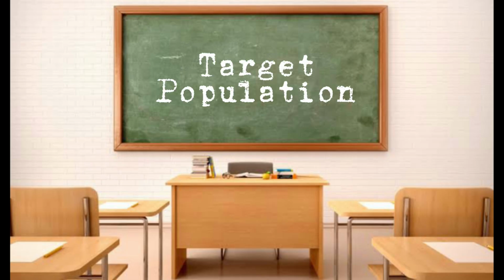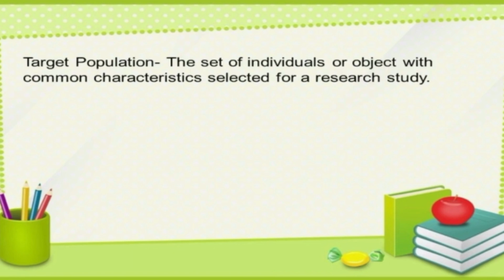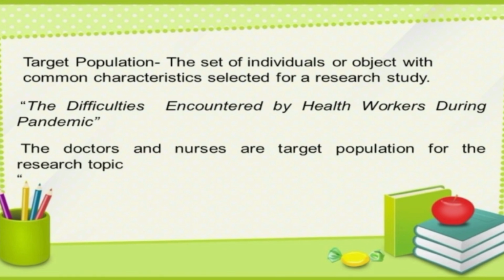Target population. The target population is the set of individuals or objects with common characteristics selected for a research study. In here, the doctors and the nurses are the target population of the given research.